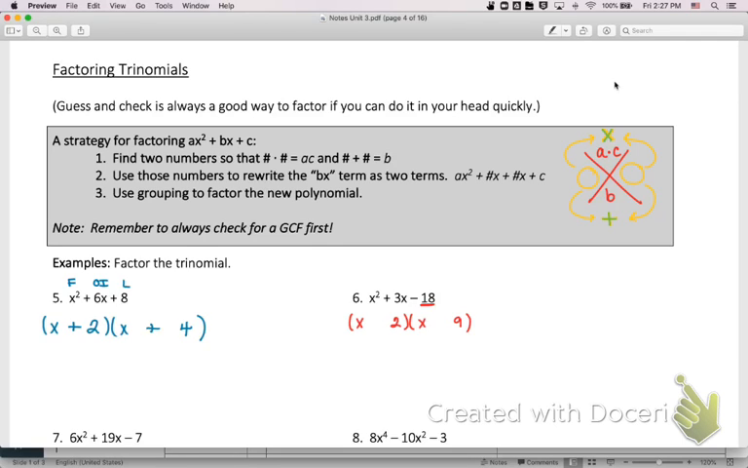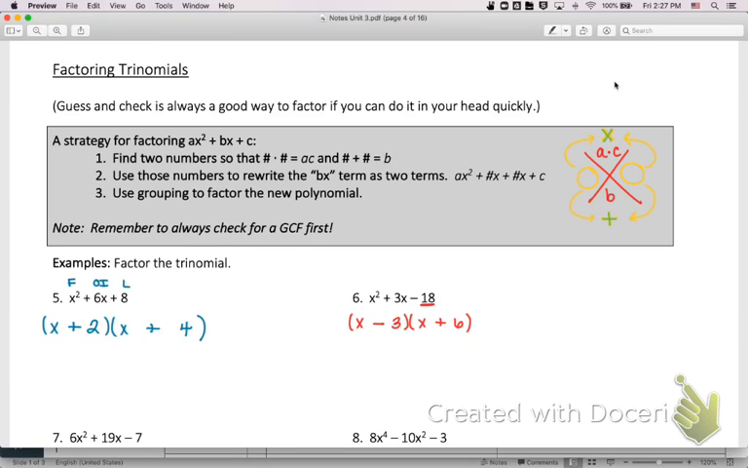So I get outside 9x, inside 2x. If I subtract those, I get 7. Doesn't work. So it's not going to be 9 and 2. How about 3 and 6? Outside is 6. Inside is 3. If I subtract the 3 from the 6, I do get 3x. So since I need to subtract the 3, I want this one to be negative and this one to be positive. And that's how we get our answers, okay?